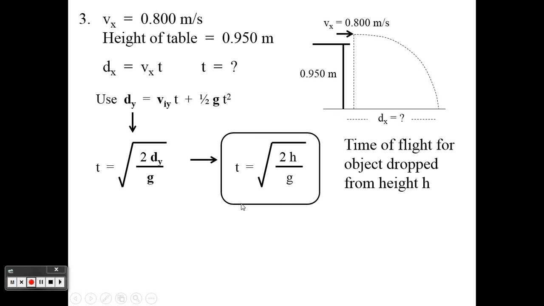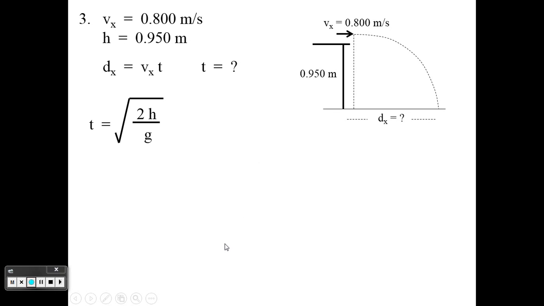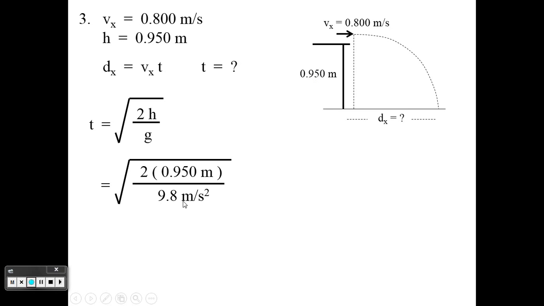So, let's use this. t is equal to the square root of 2h over g, where the height is now 0.95, and I dropped the negative sign from the g, because we know that the displacement is negative and g is negative. They'll cancel each other out. We know that, so we'll just ignore that. And then when you plug this data in, your calculator will say 0.44 seconds. That's the time of flight.